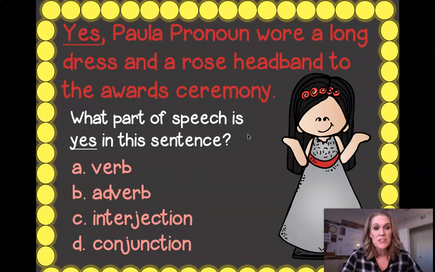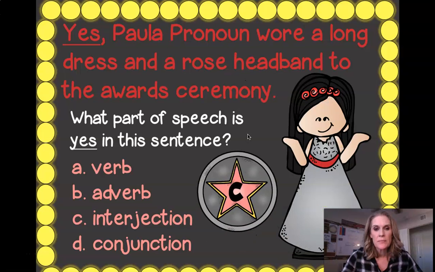What part of speech is yes in this sentence? Yes, Paula Pronoun wore a long dress and a rose headband to the award ceremony. Is it A, a verb, B, an adverb, C, an interjection, or D, a conjunction? If you said C, you are correct. It's an interjection. It's something that shows emotion or excitement.